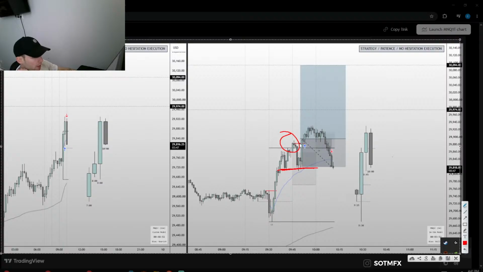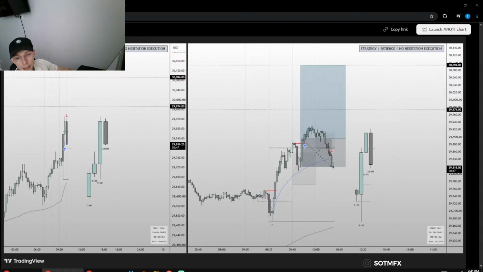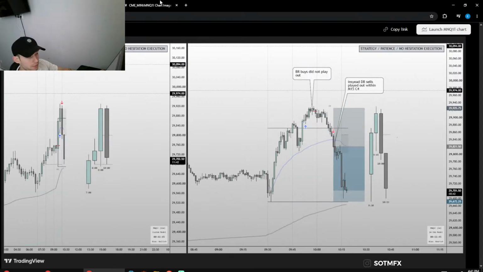Now we had a liquidity sweep, and as soon as price closed above here, I was looking for price to continue pushing higher to the liquidity pools, but instead price closed back below the New York, and it was an amazing double break. That was an amazing double break sells to the downside. I even have marked it here. I marked that the break and retest buys did not play out. Instead, double break sells played out within M15 C4.